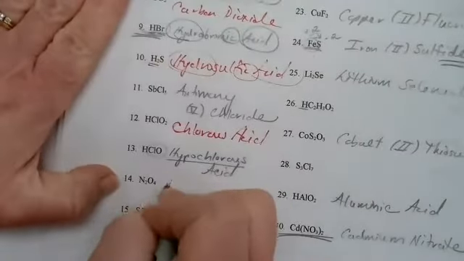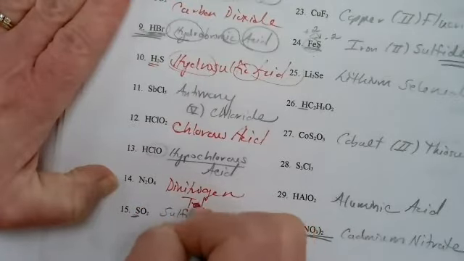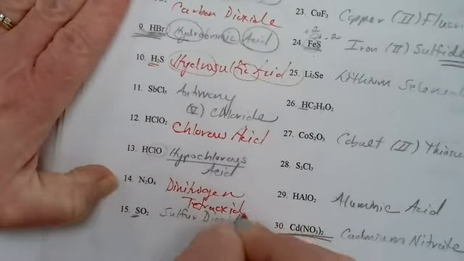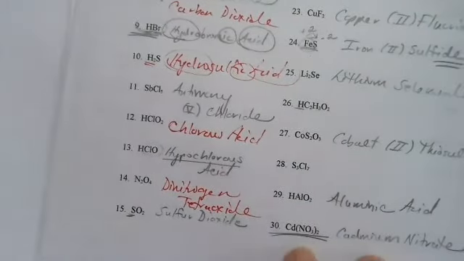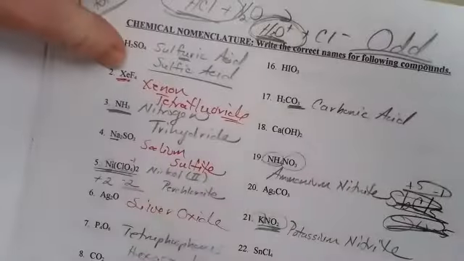Number 14, dinitrogen tetraoxide. On any of the left column. Yes. Number 2. Yep. How can it be xenon if xenon's a noble gas?